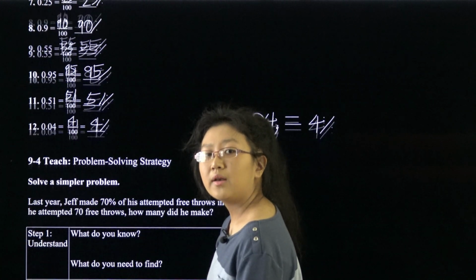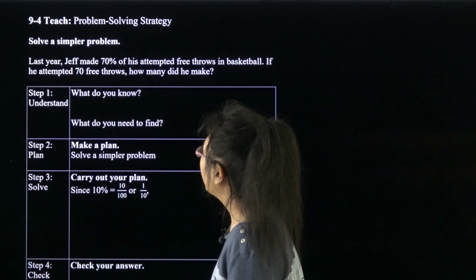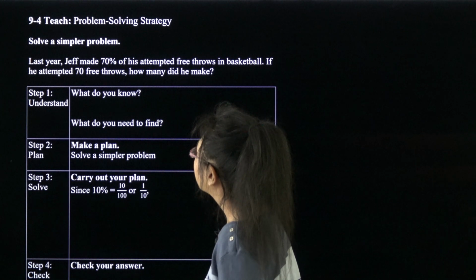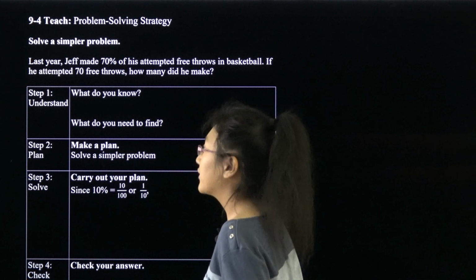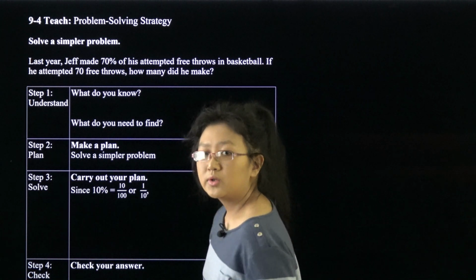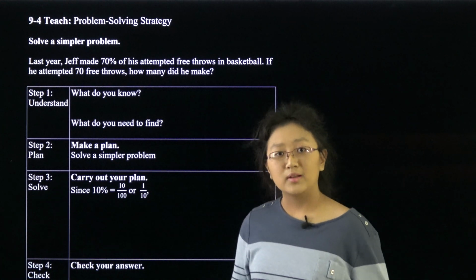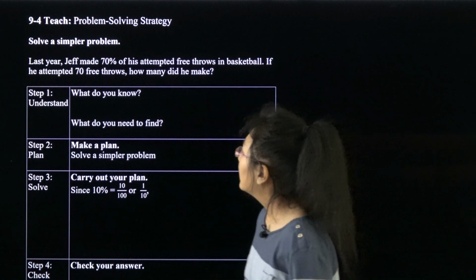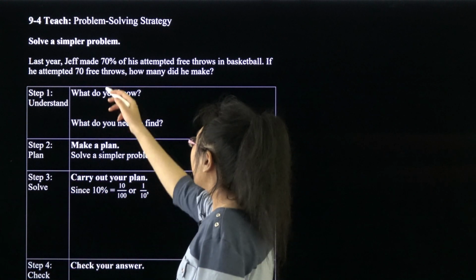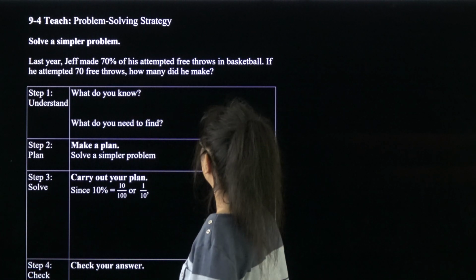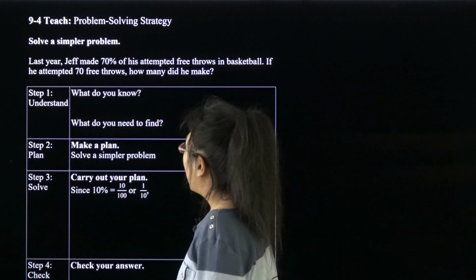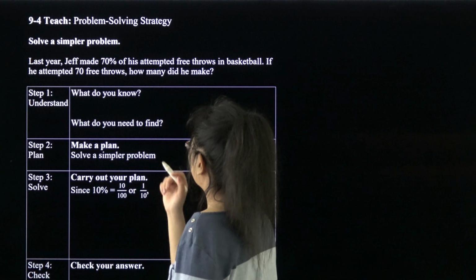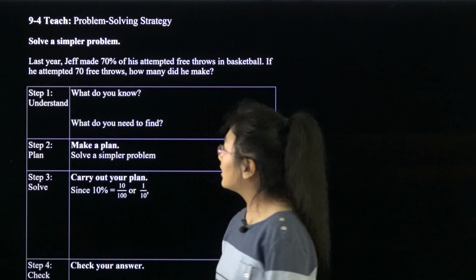So section 3 is done. Now we move on to section 4, where we teach you a problem-solving strategy. To solve a big problem, you can solve little simpler problems instead. Last year, Jeff made 70% of his attempted free throws in basketball. If he attempted 70 free throws, how many did he make?